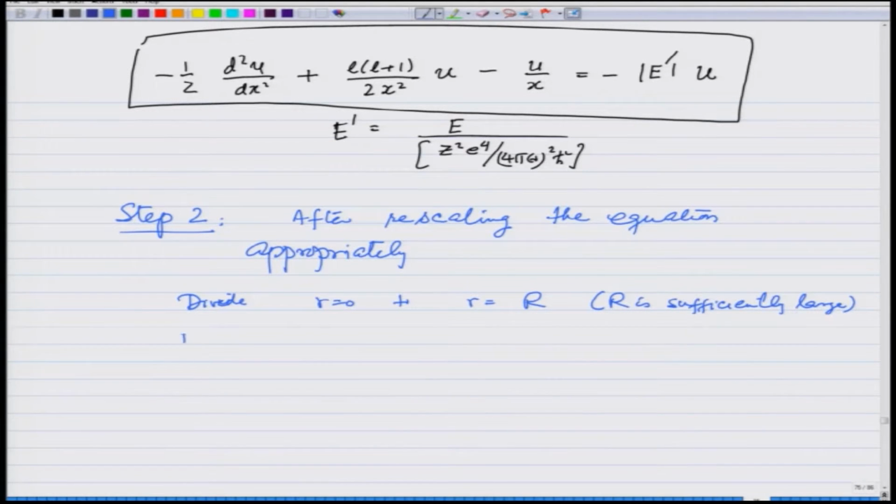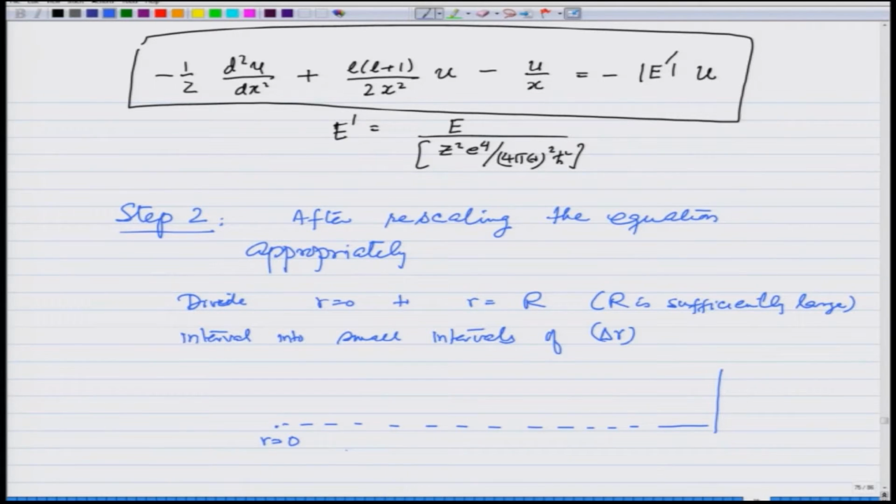Divide this interval into small intervals of some delta r, right. So, what we are doing is, here is my r equals 0, and I am taking a large distance out where the wave function is supposed to vanish. So, this distance is r, and I am dividing this whole thing into what is called a mesh of small delta r intervals to integrate the equation.